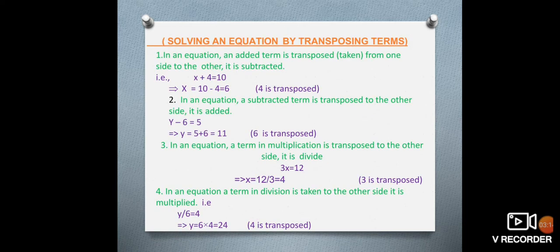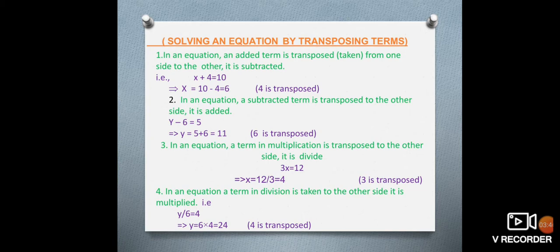If we do the same examples by transposing, how will we do it? As we can see, example number 1, x plus 4 is equal to 10, and I want to remove 4, so I'll take it to the RHS. And if it goes to the RHS, its sign will be changed. Here it was plus 4 and there it will become minus 4. So on the right hand side it will become 10 minus 4, that is 6. So my solution is x equals 6.